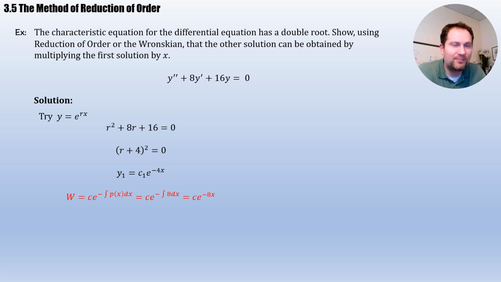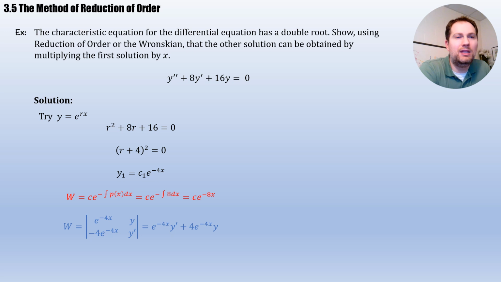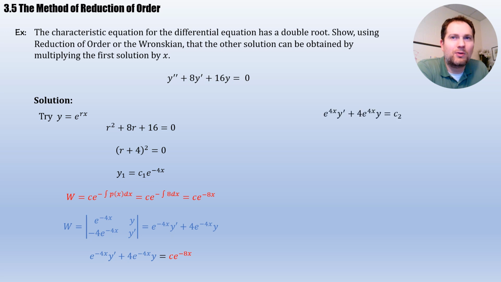So we get c e to the -8x as our Wronskian. Notice that our function p of t here is simply 8. That makes that pretty easy. And then we also compute the Wronskian using the second method, where we don't know what y and y prime are. And then we set the blue and red equal to each other. And we've got a little tiny differential equation there.